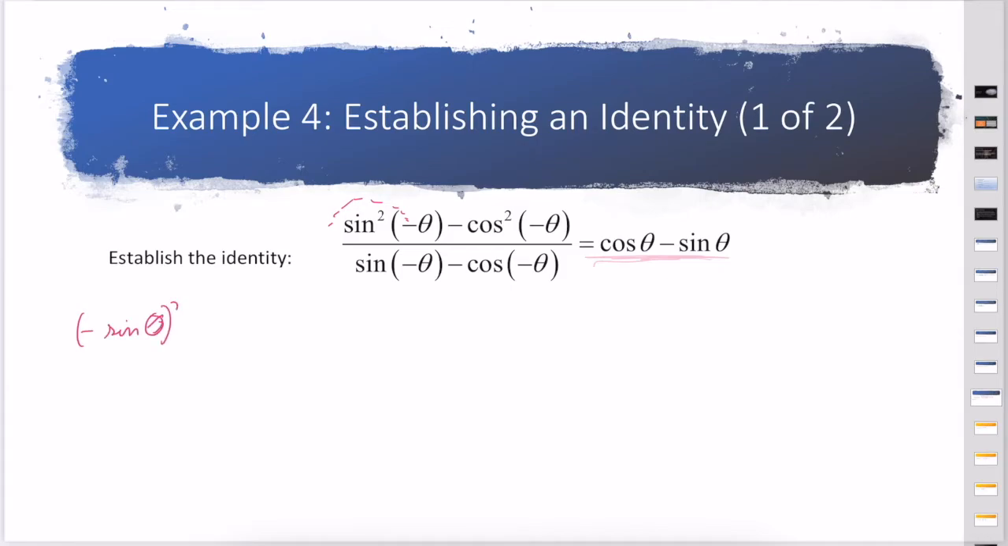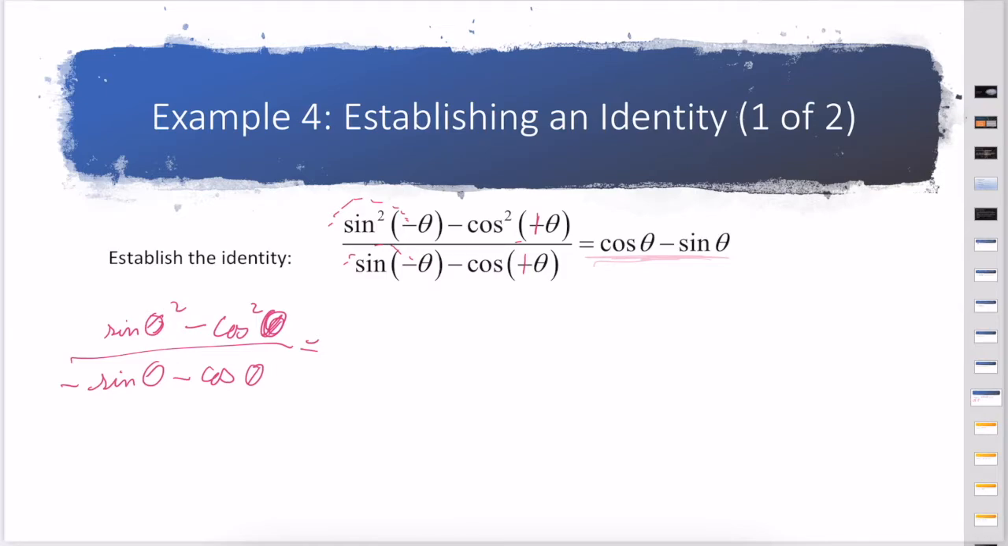squared, minus cosine of negative theta, which is even, so that becomes a positive. So I've got minus cosine squared theta, all over, moving this to the front, negative sine of theta minus cosine of theta. Now that numerator, that negative is going to cancel out, so I'm just left with a positive sine squared theta.